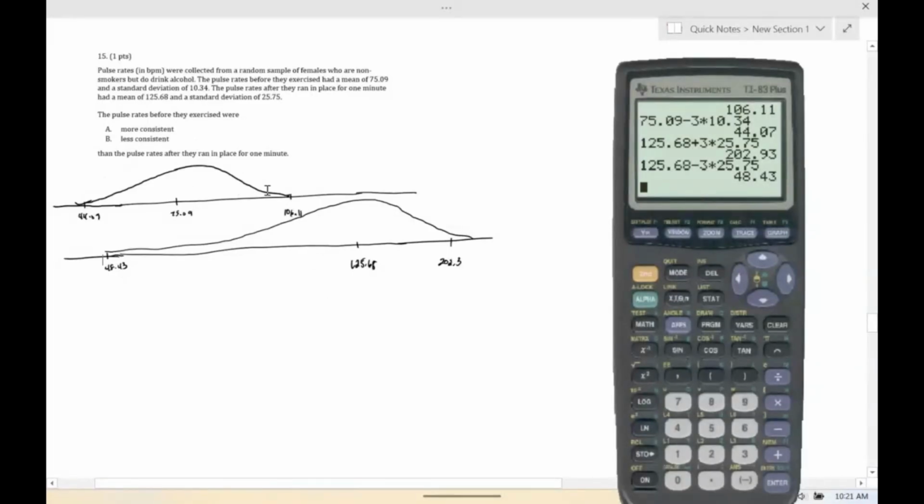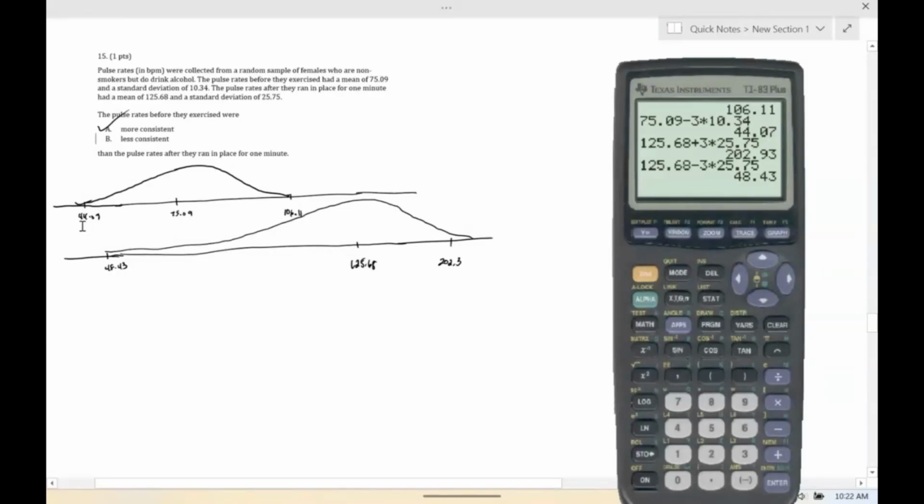And it says the pulse rates before they exercise. So look at the pulse rates before their exercise. Notice the range on this. So notice that the pulse rates are more consistent, which means that they're not as spread out as the pulse rates after they ran. So the solution here would be more consistent. You basically want to look at the spread, since the spread of the data in the first normal curve is tighter than the second curve.